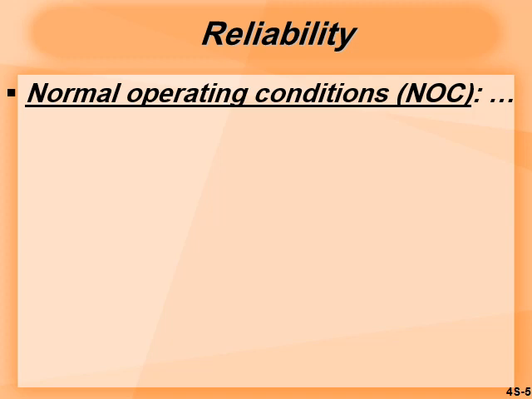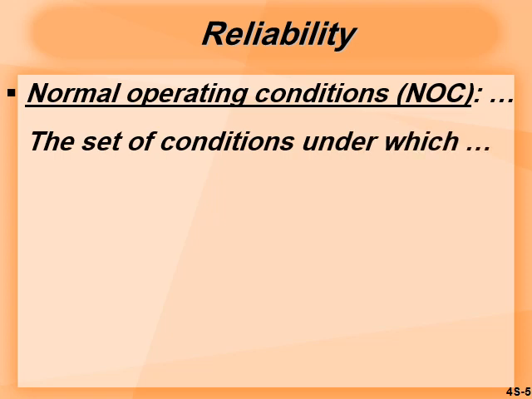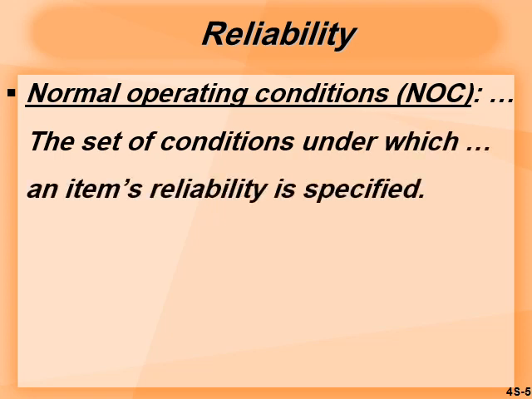What do we mean by NOC? Normal operating conditions is the set of conditions under which an item's reliability is specified, which means we cannot measure the reliability of a product under open conditions, but we have to determine some range or predetermined set of conditions under which it can perform successfully.